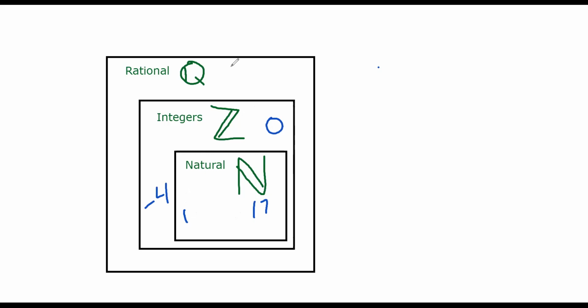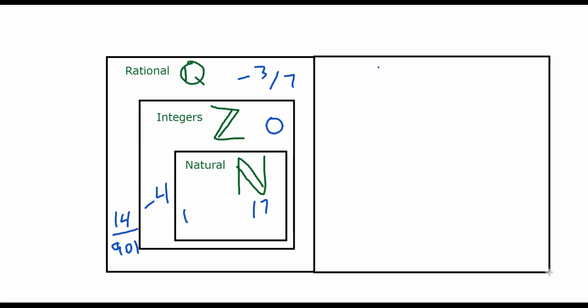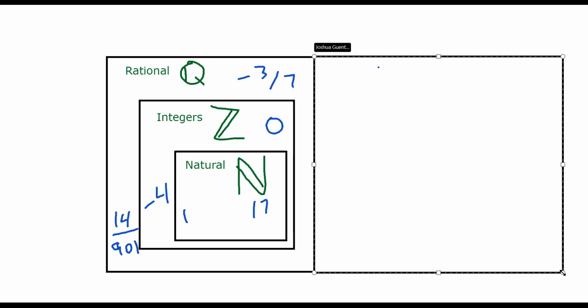So now some rational numbers: -3/7, 14/901. The rational numbers can be expressed as fractions, but look, anything that's natural is also an integer and is also in the larger box of rationals. So that's a cool fact there. But now we have an entirely new box that we can put in. It's actually technically larger than the rational number box. It's much larger, in fact. But we don't exactly have a concept for that just at the moment.